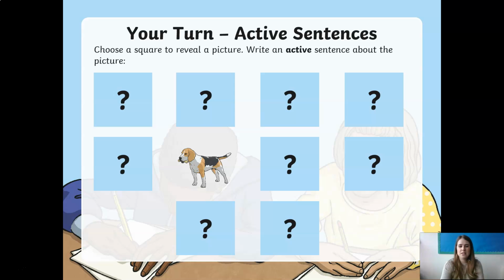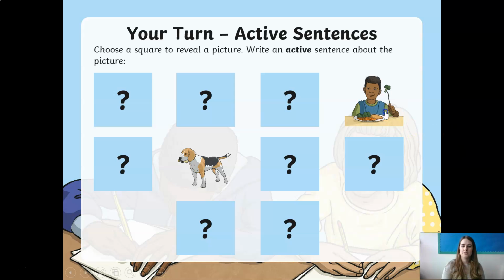So I might say for that sentence, the dog had a bone in his mouth. Okay, that's an active sentence. Okay, I've got the dog had a bone in his mouth. Okay, so I've got my subject, I've got my verb, and I've got my object. If I change that into a passive sentence, I would say the bone was in the dog's mouth.